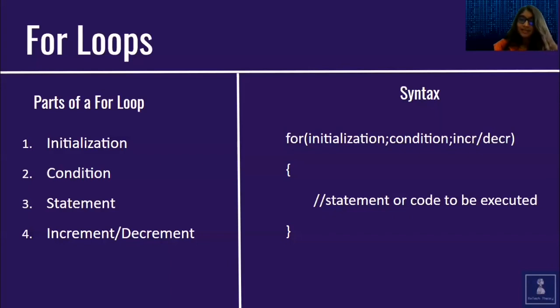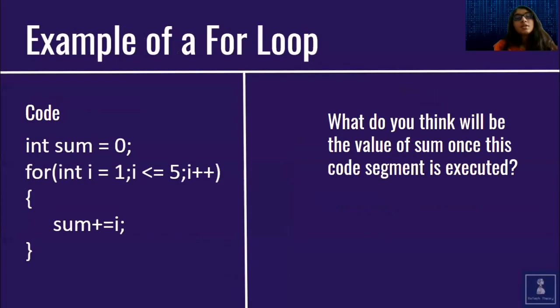Now we go on to the syntax, as you can see here. For, then we have the initialization; condition; the increment or decrement. Inside we have the body of the loop, or the statements that are to be executed when the loop runs. So let's understand this better with an example.